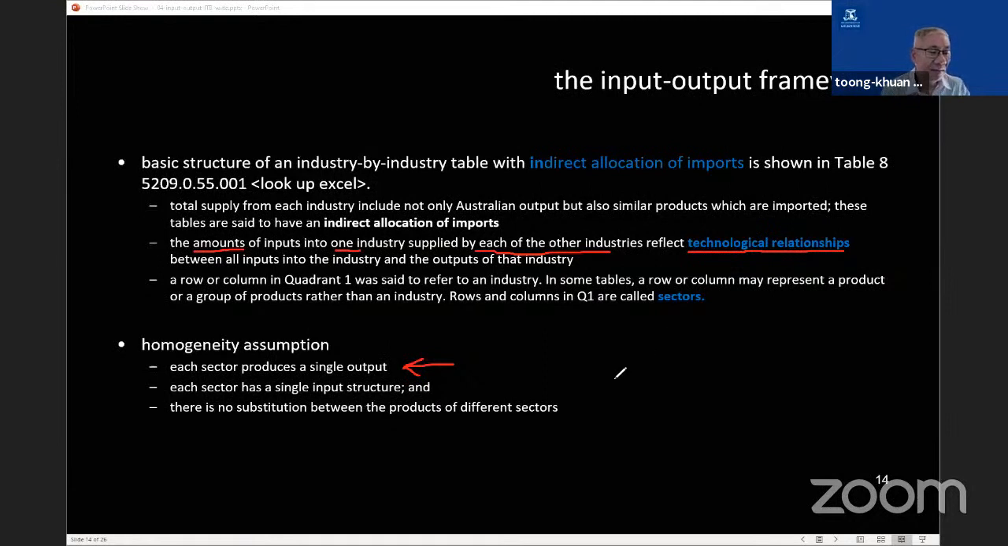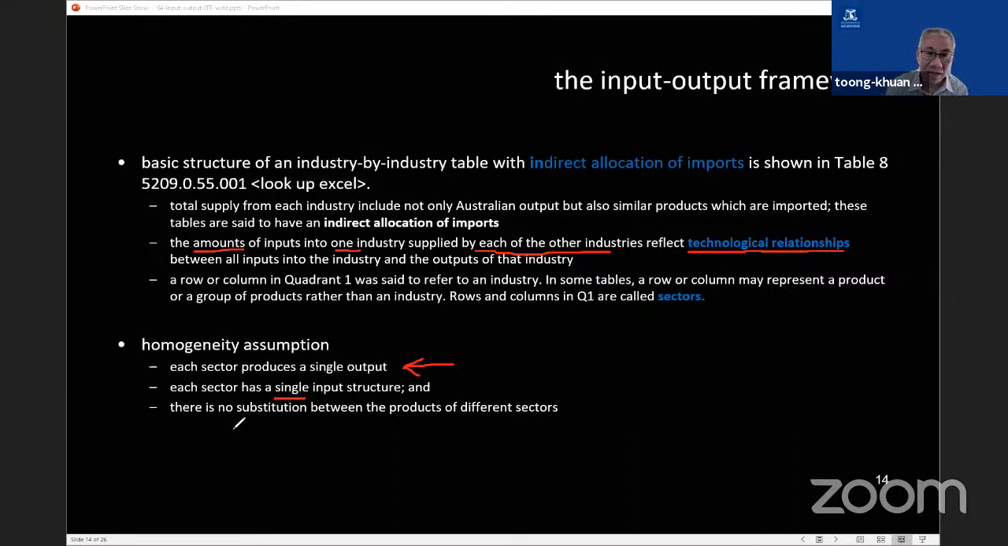Each sector has a single input structure. We basically say that the technological relationships are the same whether you are building a timber house or a brick house or a steel structure for residential housing. So that is a very limiting assumption when we look at input-output tables. It doesn't give you that much information. There is no substitution between products of different sectors.